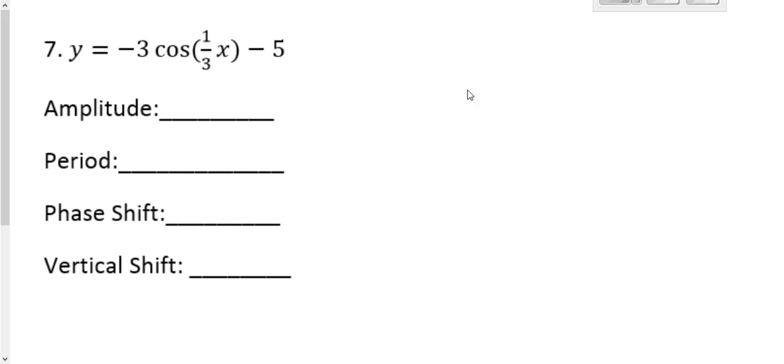Okay, let's look at number 7. This is actually going to be the largest graph on this review. The things that we need to find are amplitude, period, phase shift, and vertical shift, and then we'll graph it.